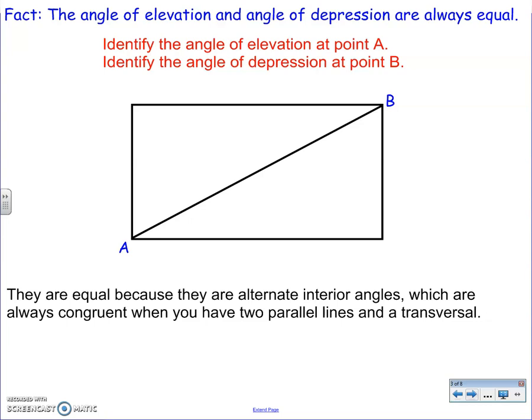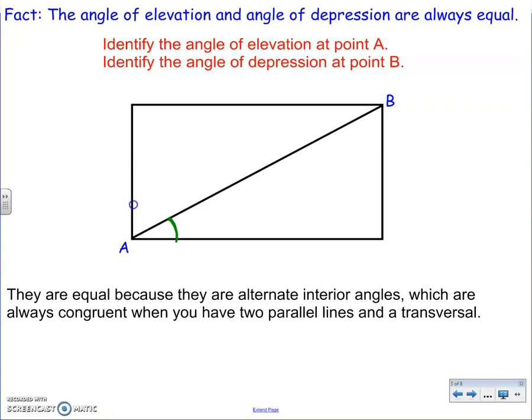So at point A, I find the angle of elevation. This right here is not the angle of elevation. A lot of kids will think that because that's all that's looking up. That's not with the horizontal. That's wrong. So this right here is the angle of elevation. It has to be a regular triangle looking up.